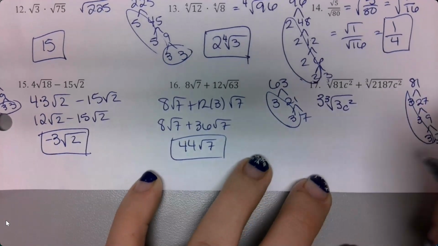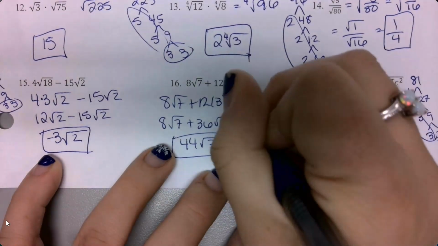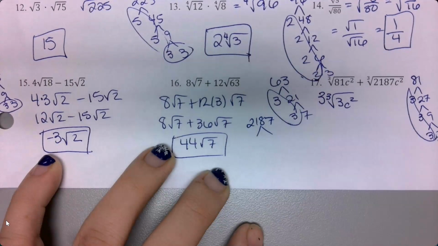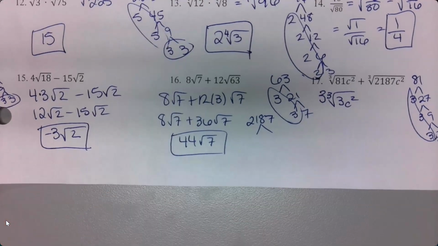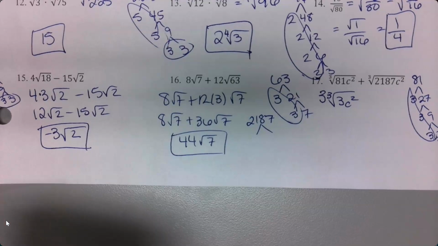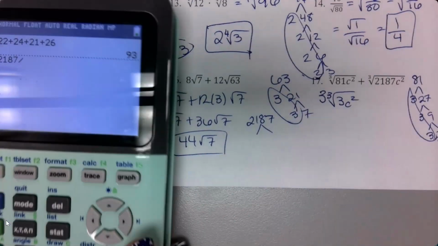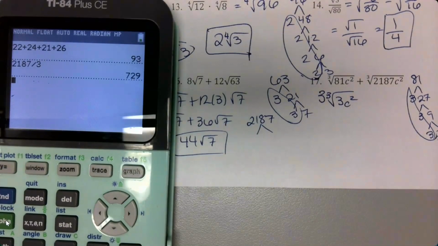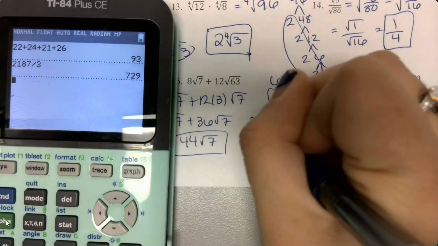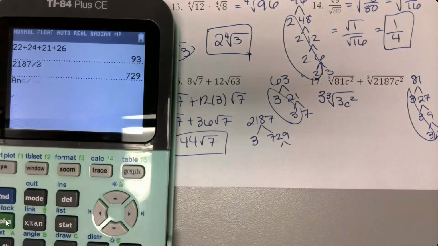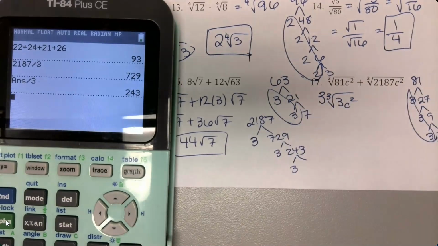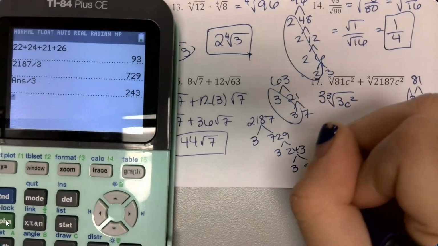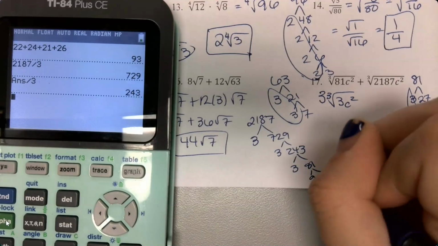Same idea for 2187. I'm going to do it over here. This one is a bit trickier. I'm going to check if it's divisible by 3. It is. So it gives me 729, which is divisible by 3. I get 243, which is 3 and 81, 9 and 9, and 3 and 3.